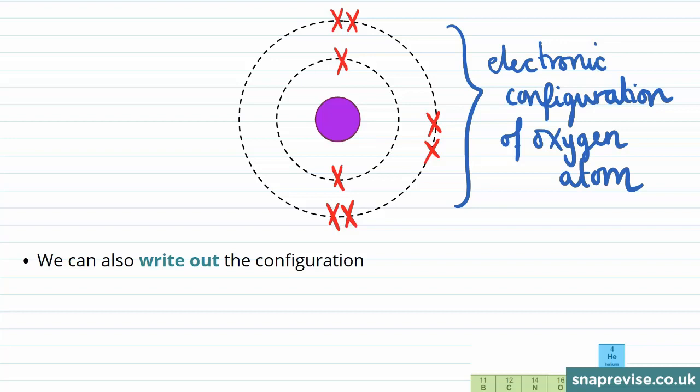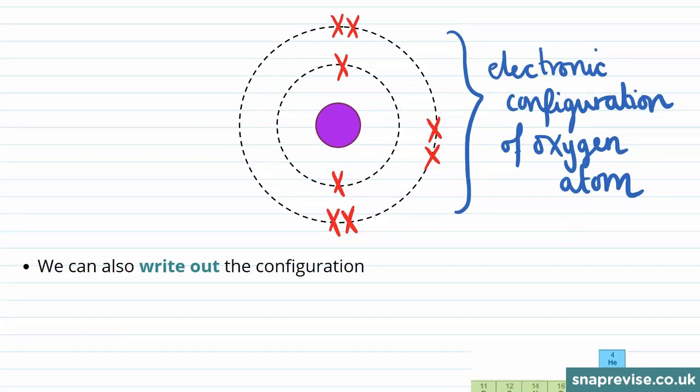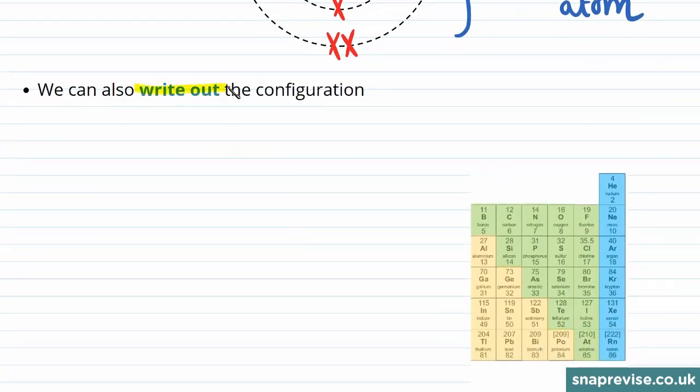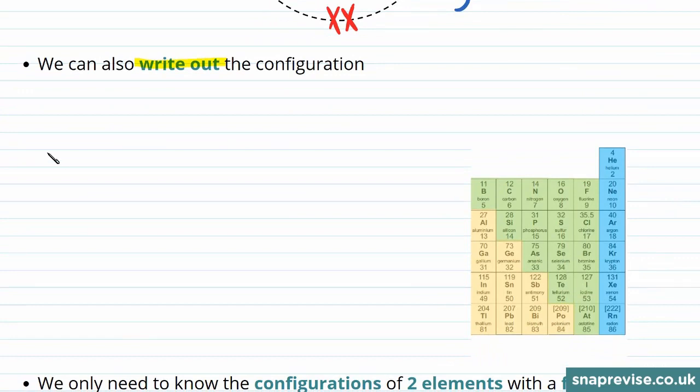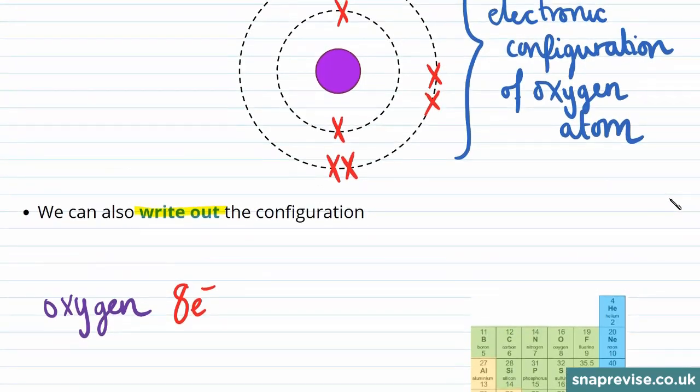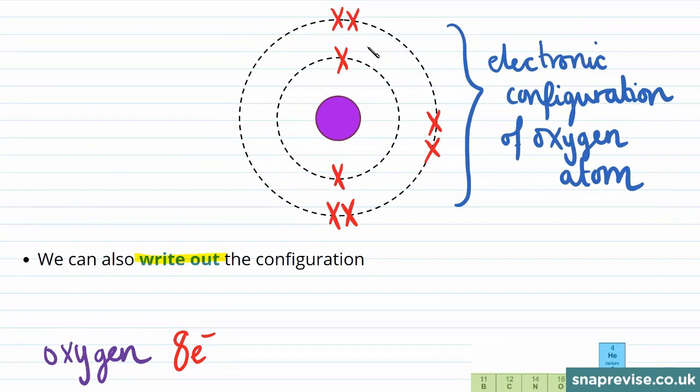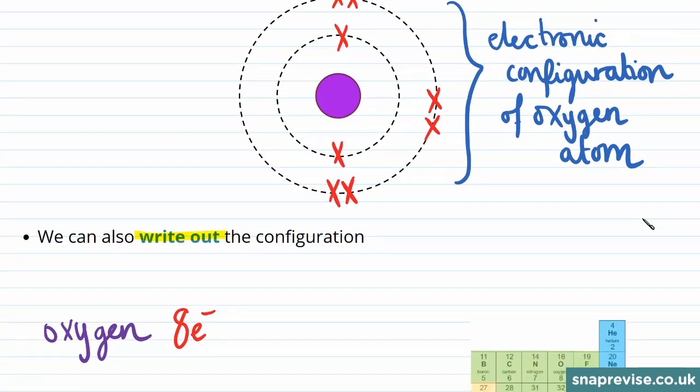We don't always need to draw out a diagram if we want to talk about the electronic configuration of an atom. Instead, it's often easier to write out the configuration. For example, if we take oxygen, we know that an atom of oxygen contains 8 electrons, and that these electrons are arranged so there's 2 in the first shell and then 6 in the second shell.